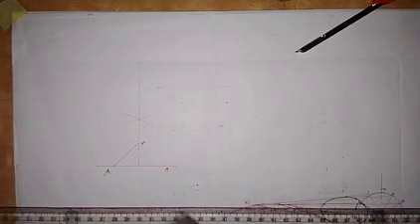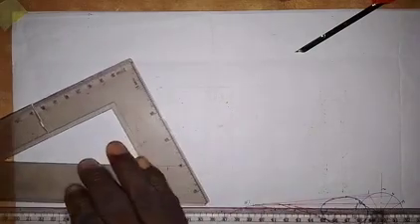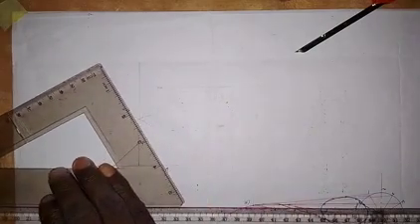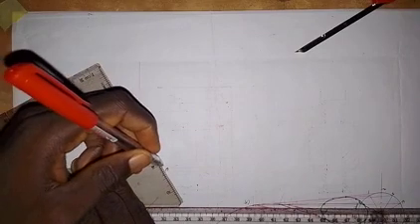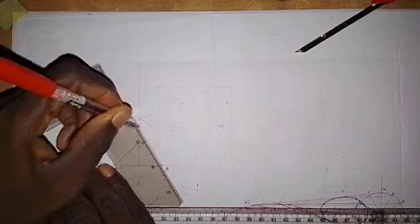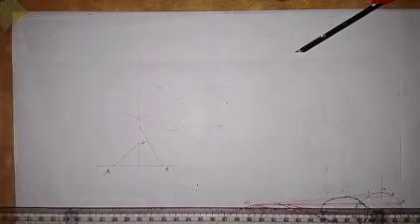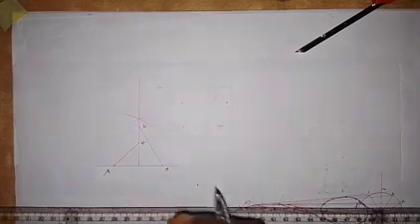Then I will take my 60 degree set square and set it at point B like this. Then I will draw a line from here to meet the vertical line. So this point here is point 6.